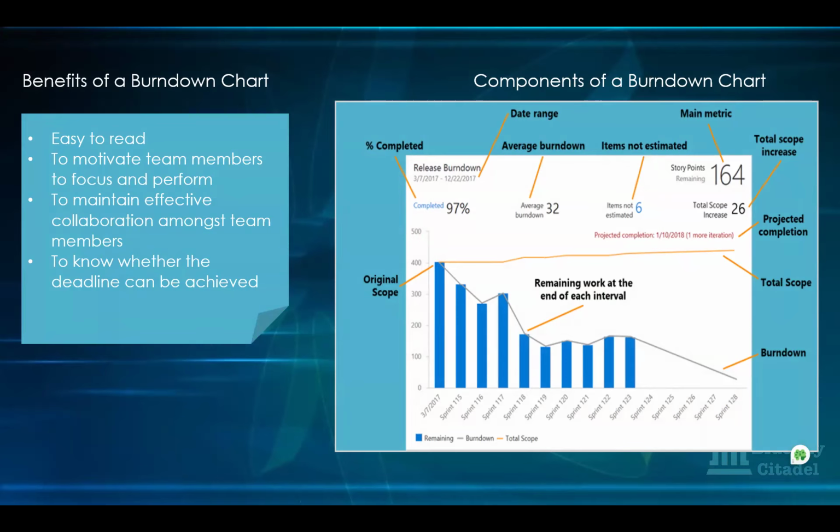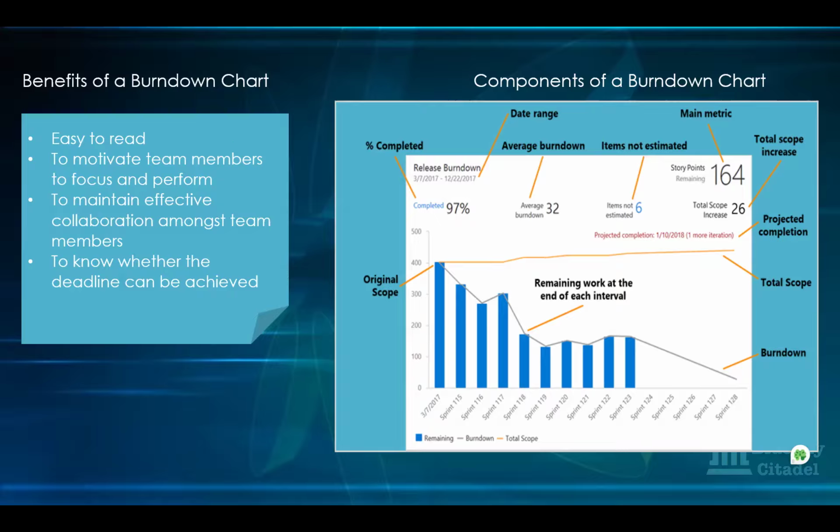Okay, so your burn down chart is easy to read. Initially, you might feel, oh, I don't know what it's saying. I don't even know some of the things. But when you understand the components and why those components are there, then your burn down chart becomes easy for you to read. It motivates the team to focus and perform. So when they see where they are, what has been done, what is remaining, it helps to refocus them, or to keep them on track and then help them to perform.